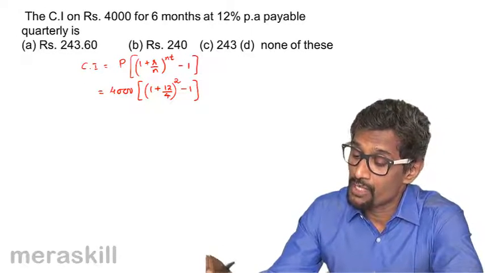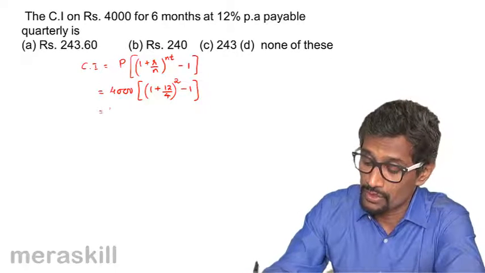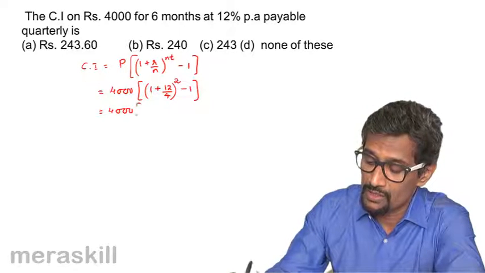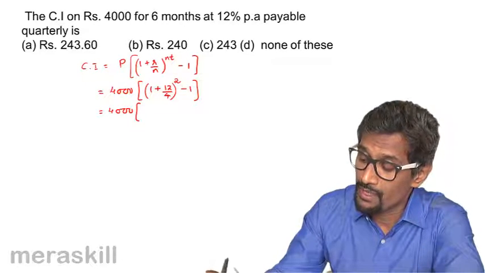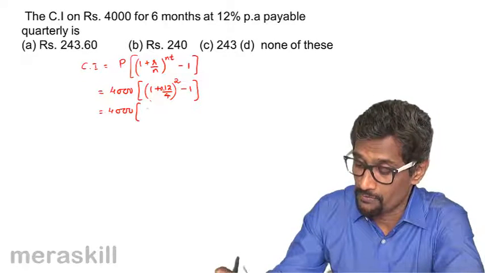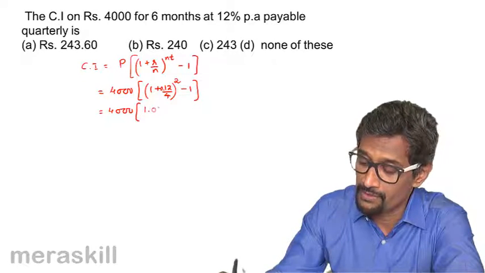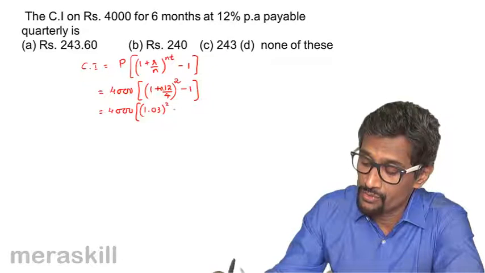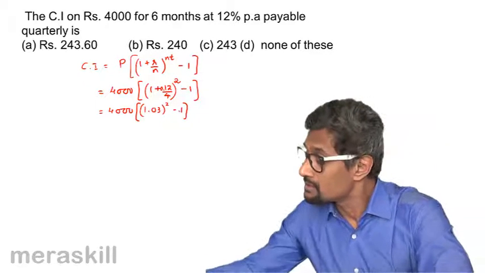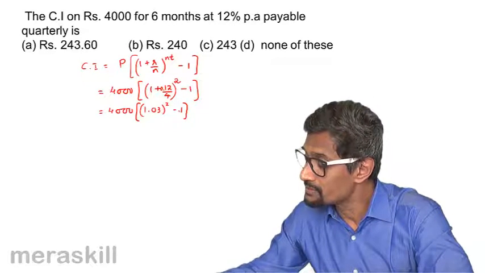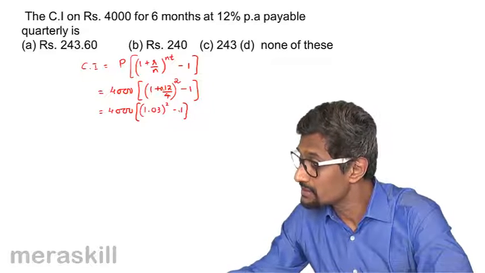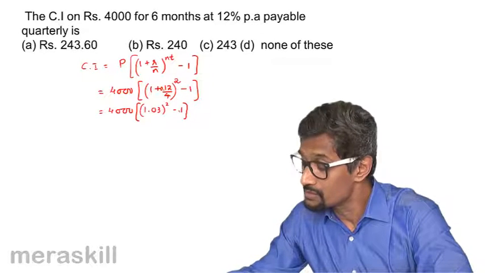So it's going to be, let's see, 4,000 into 0.12 by 4, of course. So it's going to be 1.03 raised to 2 minus 1. So let's see what we have. 1.03 into 1.03, okay, minus 1.